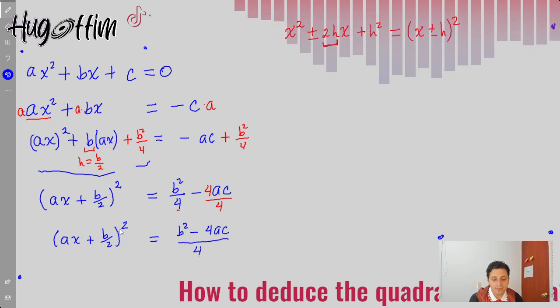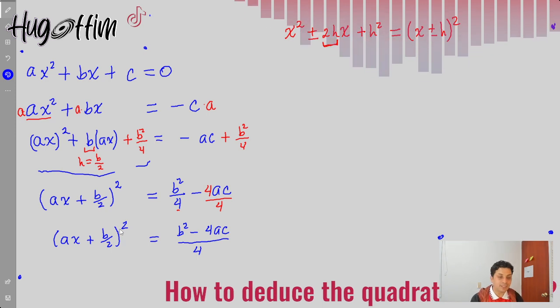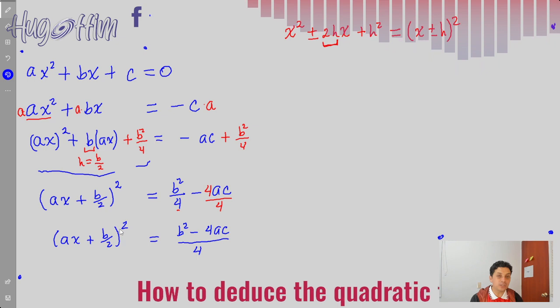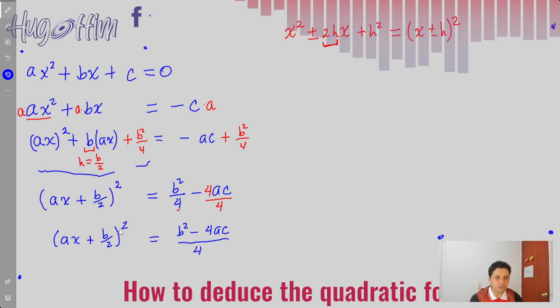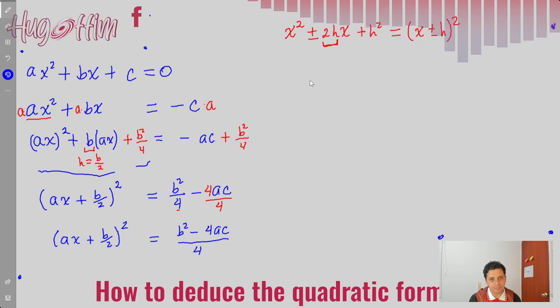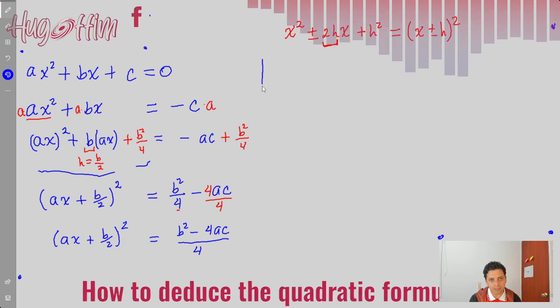Okay? Now, what I just did is add rational expressions. So we're going to move now to the part in which we apply the square root property. So let's apply the square root property here.